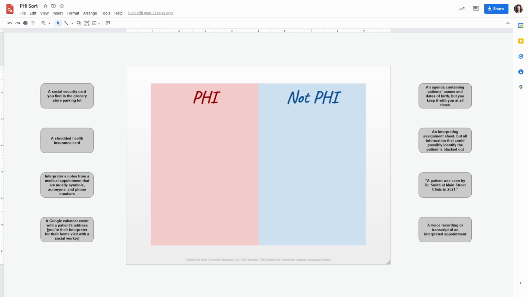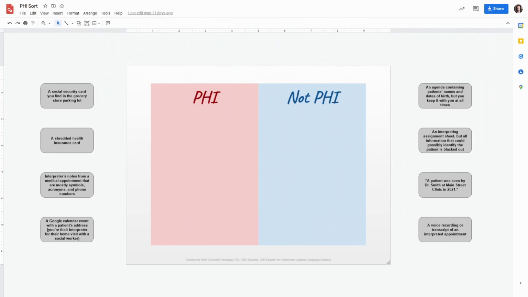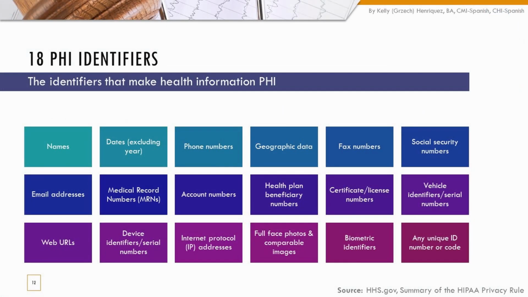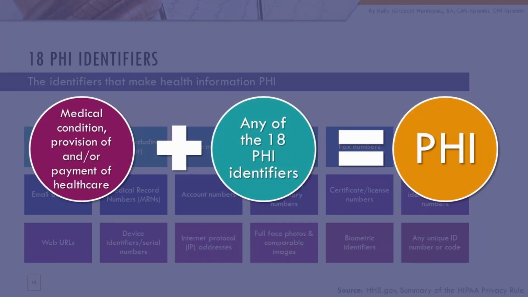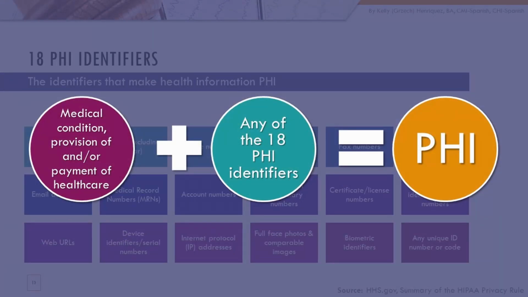a little bit better. So in case you don't remember, PHI stands for Protected Health Information. And so PHI is, remember, it's going to be any of these identifiers. So any of those 18 PHI identifiers combined with health information. So health information is someone's past, present, or future medical condition, the provision of health care to an individual, or past, present, future payment of health care. So those two things combined, those two categories, health information and the 18 PHI identifiers, that equals PHI.